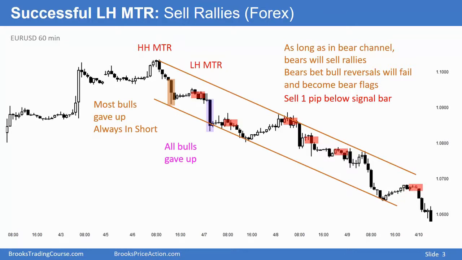A small double top, not quite to the channel, but traders will sell every reversal down. They'll sell below this bar, below that bar, below this bar. And they get filled as this bar fell below that small bar's low.